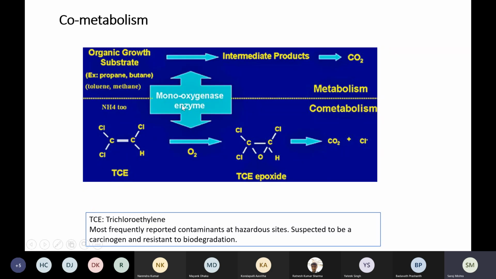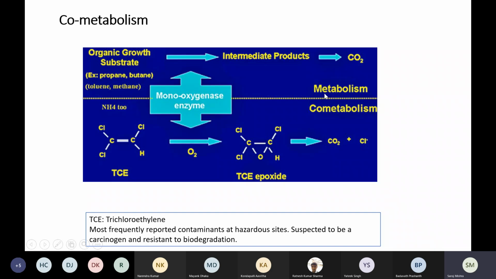This particular enzyme inadvertently, it is not designed in nature to act on trichloroethylene, but it can act on it, it can add oxygen to it, and then it can give the epoxide of TCE. Such a compound can then be acted upon by several other bacteria, eventually into carbon dioxide. When this propane monooxygenase is acting on propane, it is called simple metabolism. But when this enzyme acts on something which it was not naturally designed to act on, it is called co-metabolism.